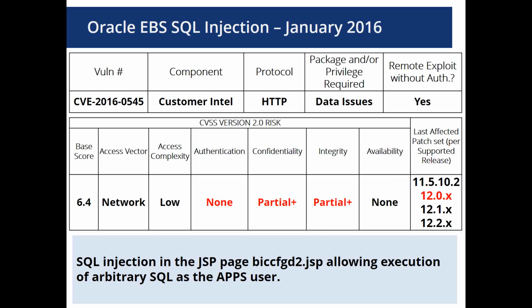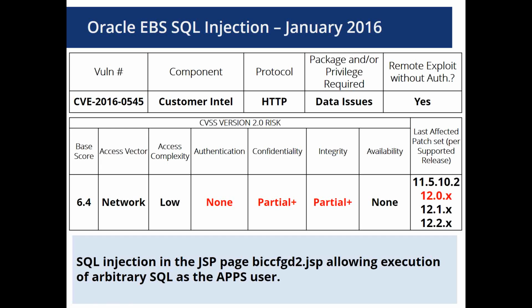This is the exact information that comes out in the Oracle Advisory. In the upper left-hand corner is the vulnerability number, the CVE number, 2016-0545. If you just search for that number, you can find more information about this vulnerability. Just type that number into Google, and lots of information will pop up. This was in Customer Intelligence. The protocol is HTTP. That means it can be used via web browser. If you're running SSL, it can also be fully exploited. There's really no difference there.